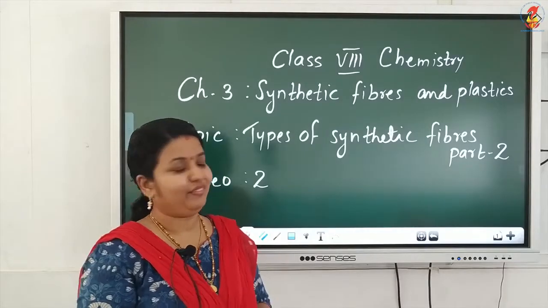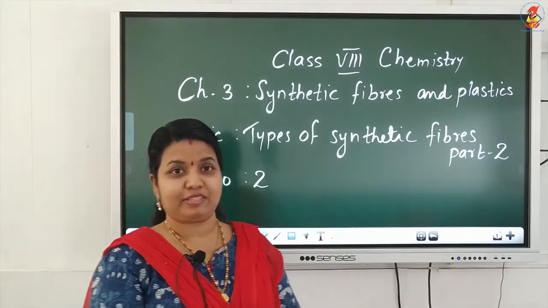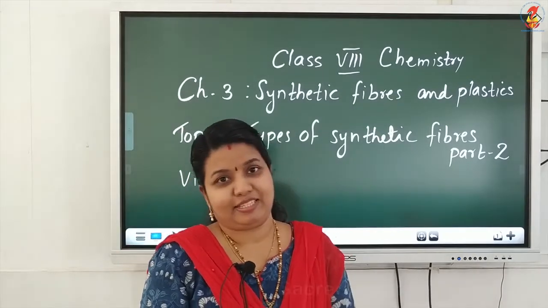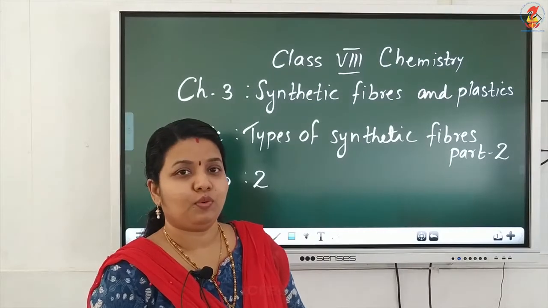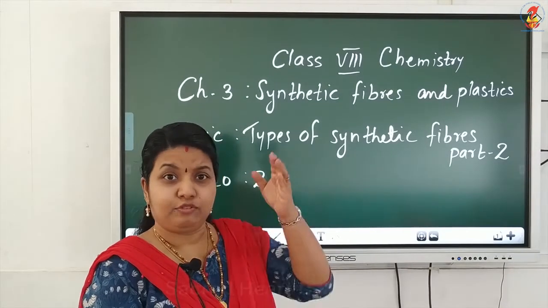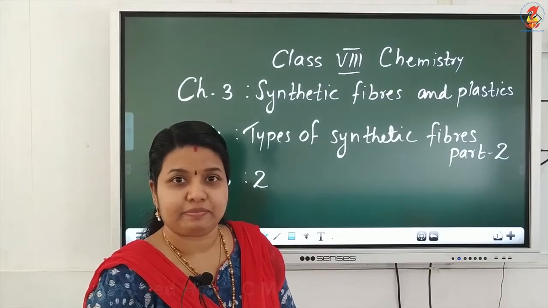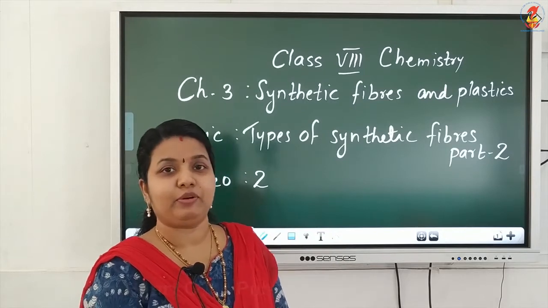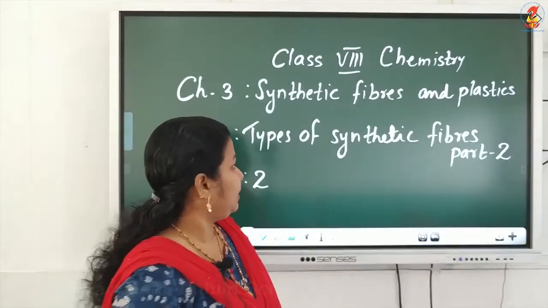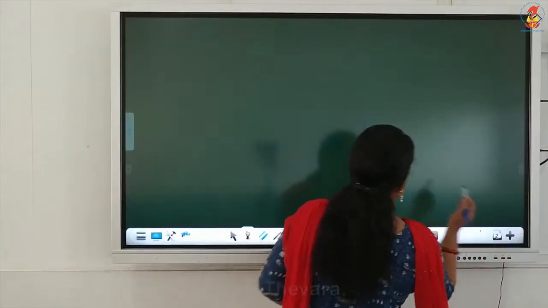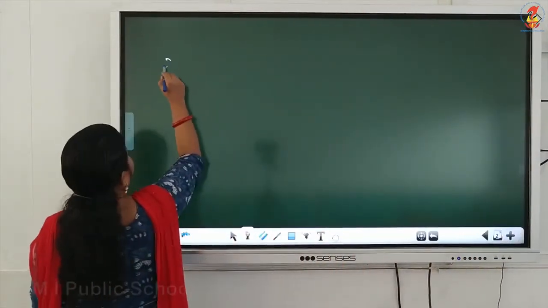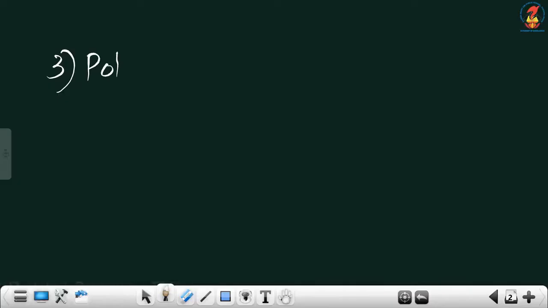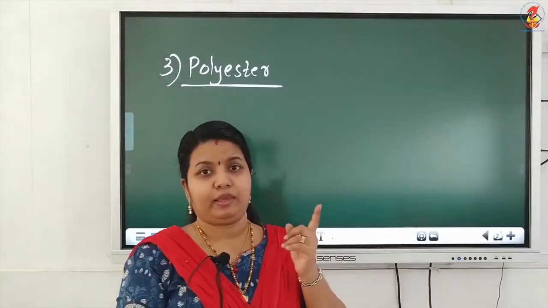Good morning children. We continue with the first chapter in chemistry, synthetic fibers and plastics. In the last class we saw what synthetic fibers are and we started the discussion of the different types of synthetic fibers. We learned about rayon and nylon. Now we move on to the third type of synthetic fiber, that is polyester.